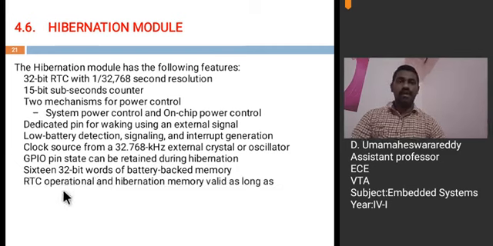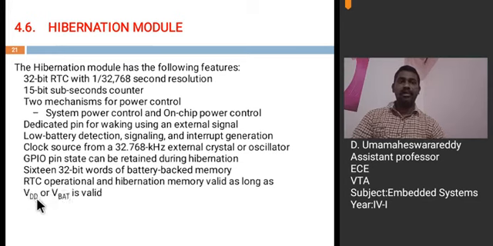Next, RTC operation and hibernation memory is valid as long as there is battery or auxiliary supply. VDD means auxiliary supply. If either the auxiliary supply or battery power is present, the RTC can hold the data in the memory.